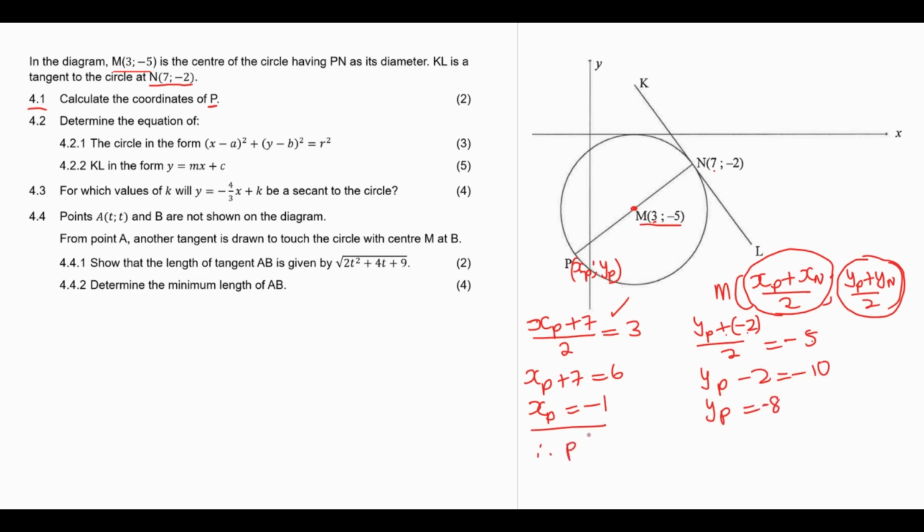Therefore, the coordinates of P will be (-1, -8).